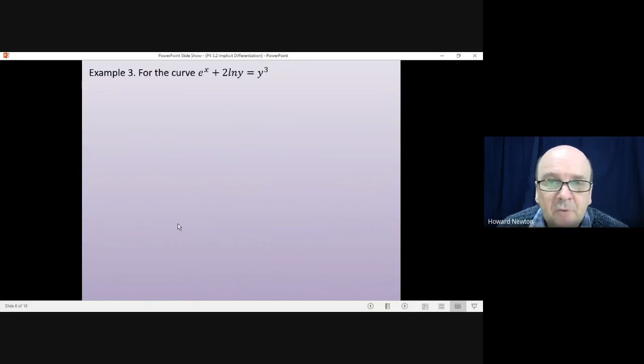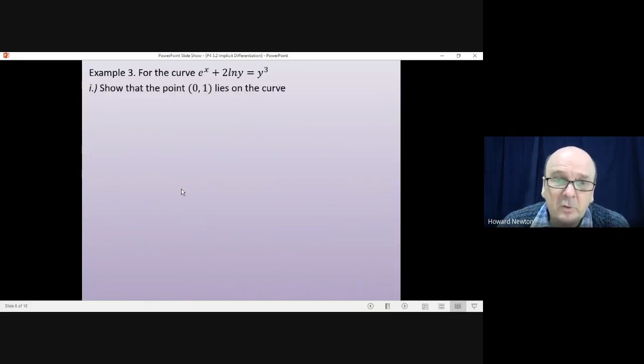Okay, example 3. For the curve e to the x plus 2 log y equals y cubed, first of all, show that the point 0, 1 lies on the curve. I'll let you have a go at doing that first. It's just proving that when x equals 0 and y equals 1, we have a point that's on the curve. We substitute that point into the left-hand side of the equation, get the answer, substitute that point into the right-hand side, and we should get the same answer. So pause the video, have a go, and come back to me when you're ready.